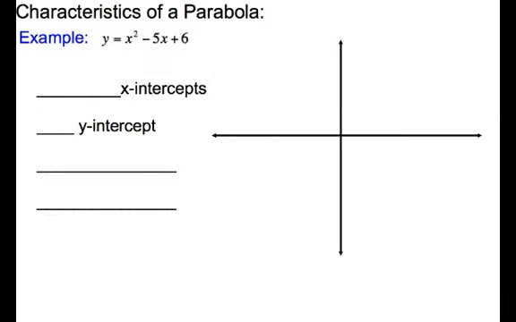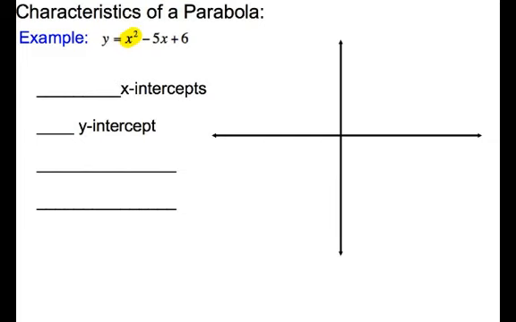So here's the first parabola that you're going to look at graphing. Y equals x squared minus 5x plus 6. Remember, we know this will make a parabola because of the fact that it has an x squared in it. It will not be a straight line. It'll be that U-shaped parabola, or perhaps an upside down U.